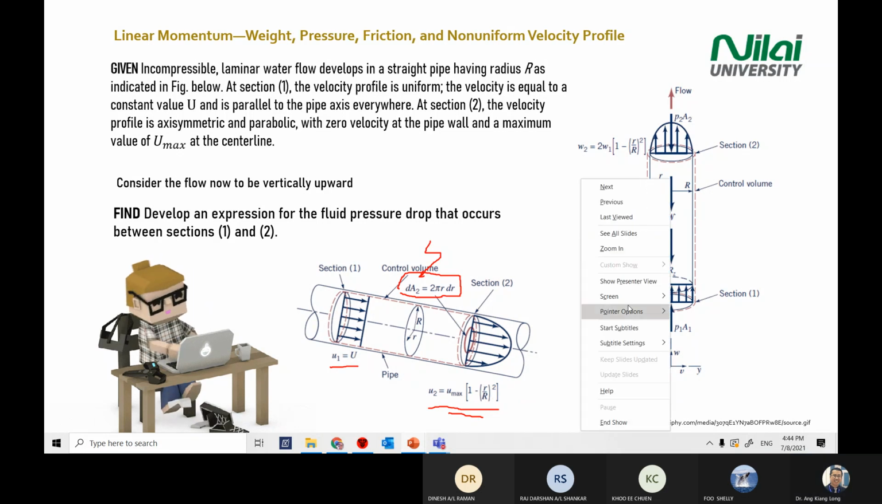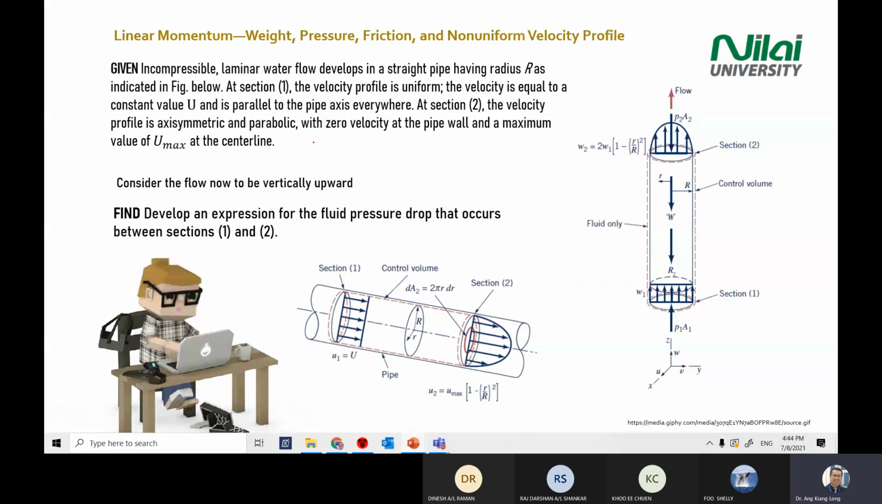All right. So the question tells us that you're having an incompressible case, laminar flow water. At section 1, uniform velocity. Section 2, you're having a parabolic flow. And in this case, I already told you it is maximum at the center. Okay, consider the flow now. This statement is for the diagram that you see at the bottom.